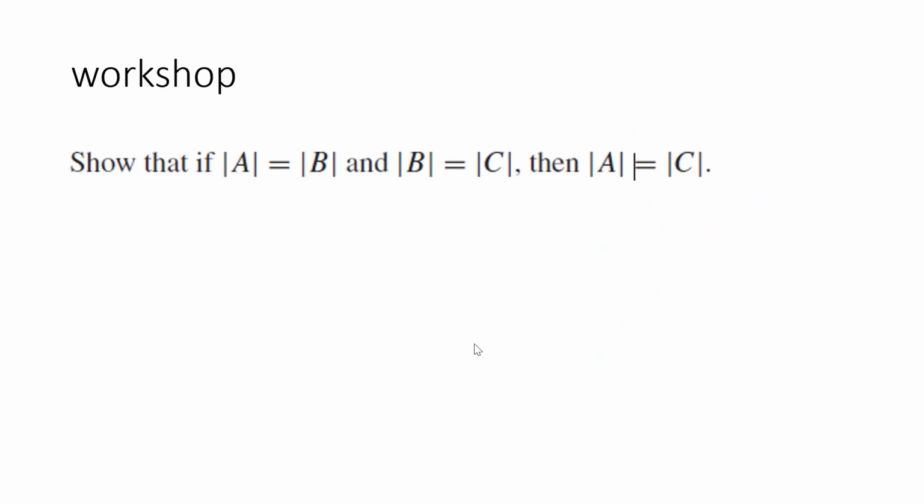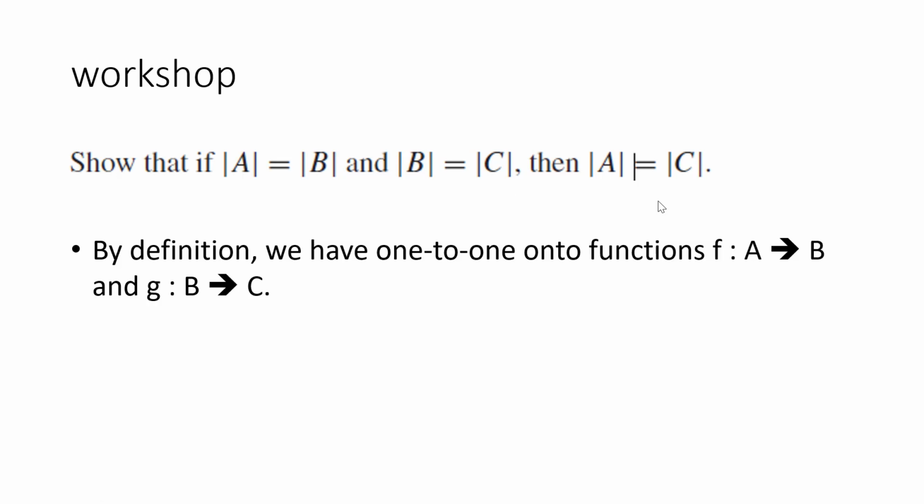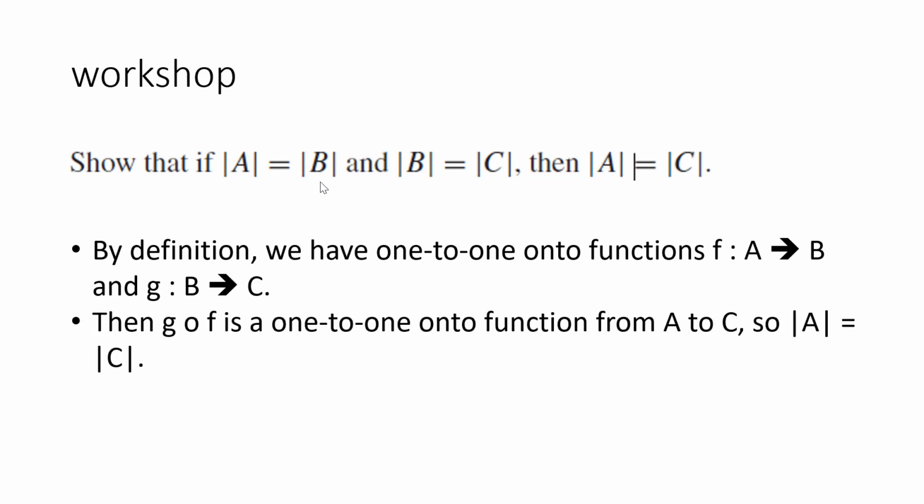So one last workshop about cardinality. Suppose we have three sets with the cardinality of A equal to the cardinality of B, and the cardinality of B equal to the cardinality of C. We want to show that the cardinality of A is equal to the cardinality of C. By definition, we have bijection functions f from A to B and g from B to C, because the cardinalities of A and B are equal, and likewise for B and C. So if you take g circle f, it is also a one-to-one function from A to C, so we prove that the cardinality of A is equal to the cardinality of C.